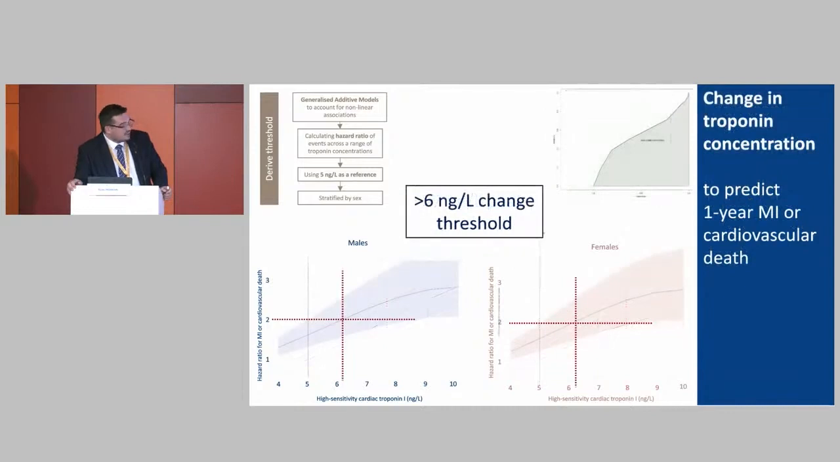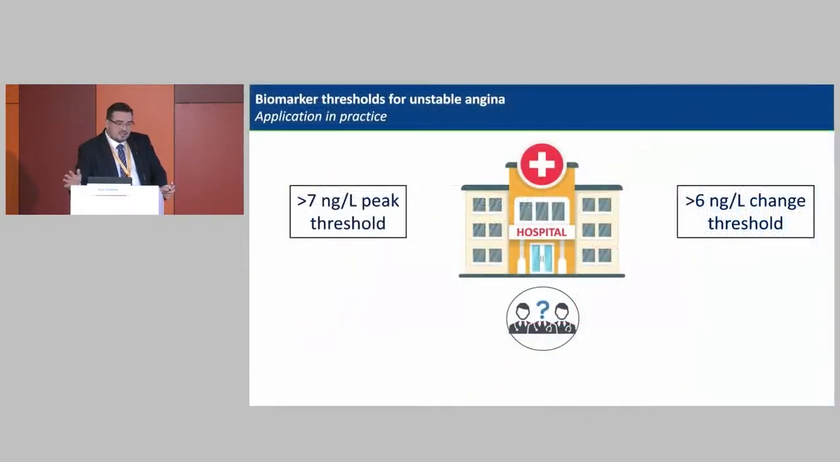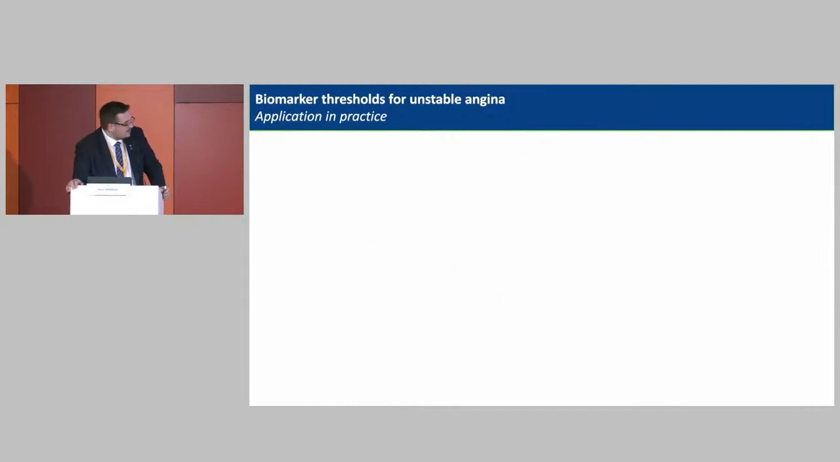Then looking at delta change, we can again see that a threshold greater than 6 is associated with a doubling in risk. So we have these thresholds now, a peak troponin of greater than 7 or a change in serial testing of more than 6 that are associated with a doubling in your risk of having a major adverse cardiovascular event. But what does that mean for practice?